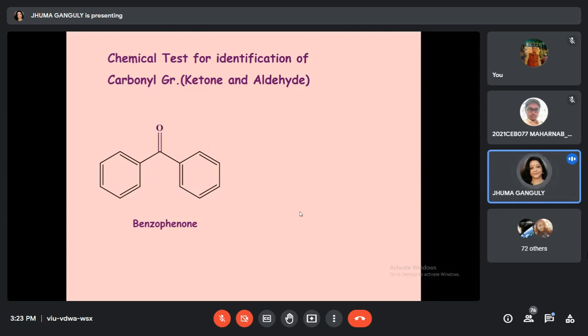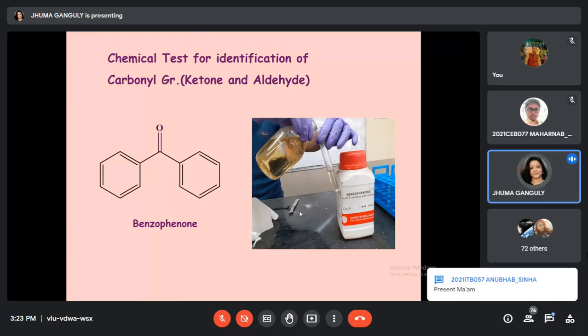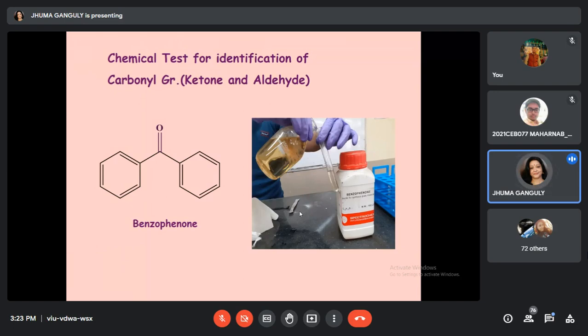Now benzophenone. That is the ethanolic solution. This type of question I will ask in viva: what solution are we using for the chemical testing? Ethanolic solution, not ethyl acetate, not water. For benzophenone it is ethanolic solution, and that is the structure. You have to draw the structure on a board or in a notebook and keep it in front of our camera, so that we can see that at least you know the benzophenone structure.